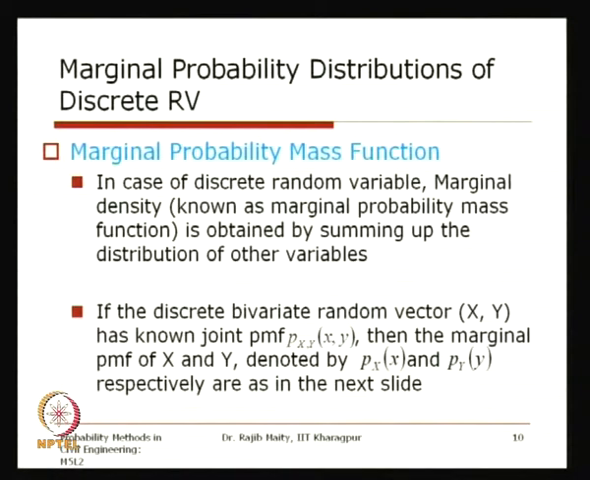Now the marginal probability mass function is for the discrete random variable. If we separate the two cases, one discrete and another continuous, and take the discrete case first, let us take the last lecture example to start with, that we are throwing two dice, and the outcome consists of two outcomes.